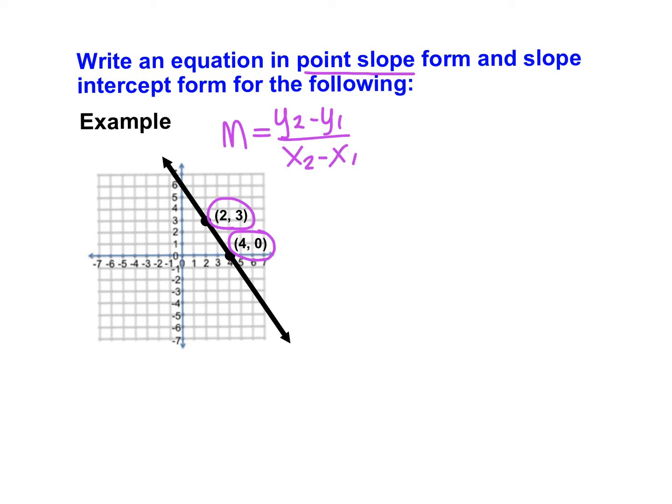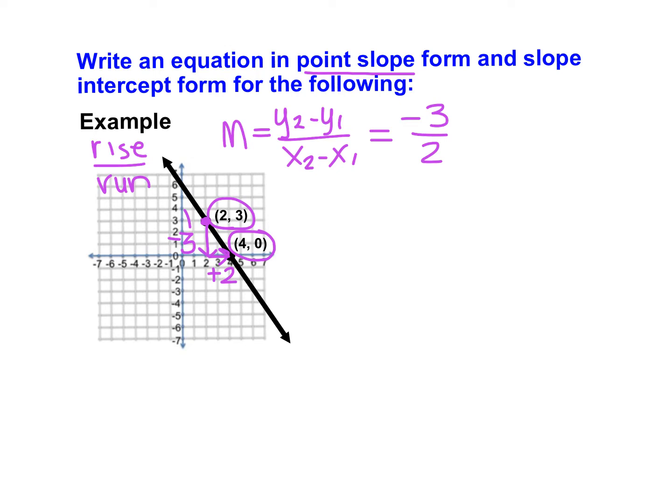The other thing you can do is you can just look at the graph. Remember, slope is also rise over run. So if we start here at point 1 and we travel down here to point 2, we're going to go down 3 and to the right a positive 2. So our slope, whether we use the equation or the graph, is going to be a negative 3 over 2.